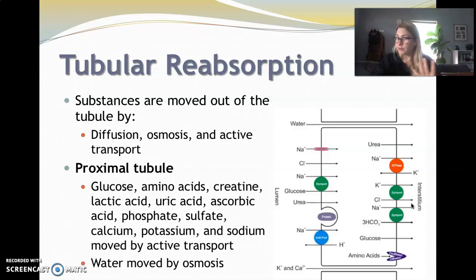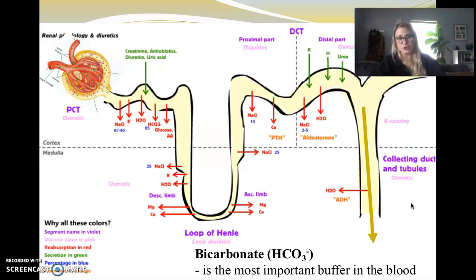Water is moved through osmosis. We go from high to low concentration. There was so much water that was forced out at that glomerular filtration rate that a lot of it is eventually going to be pulled back into the capillaries because of high to low concentration.